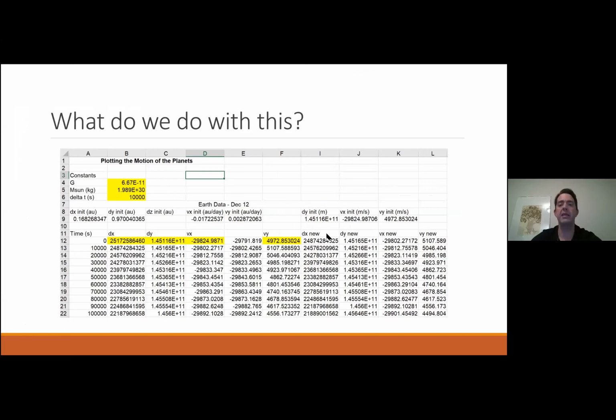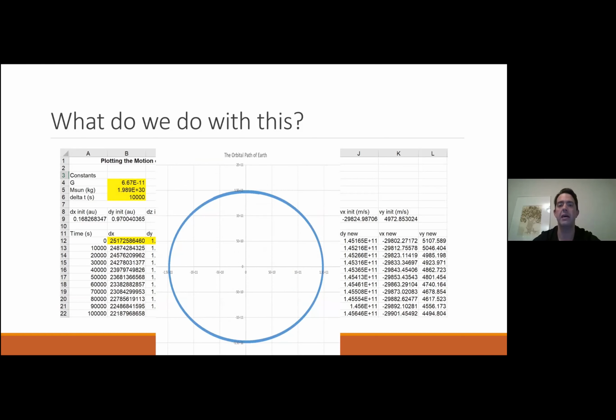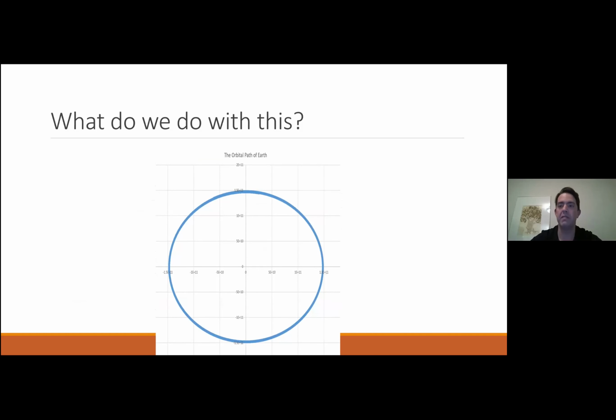Okay, so in the cells on the right where it says dx new, dy new, vx new, vy new, I taught my students how to use formulas in Excel, and we would take the initial position and velocity data and get it to spit out the new position and velocity, in this case after about 10,000 seconds. Using that, we calculate the position and the velocity every 10,000 seconds, and then we plot it. And the next thing you know, we have a beautiful image of the orbital path of Earth.